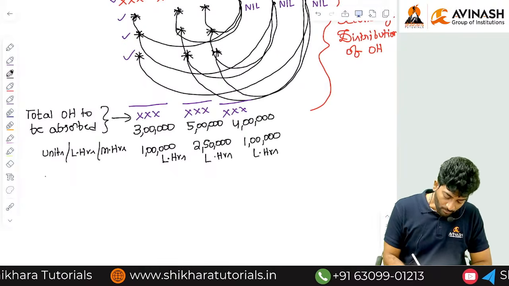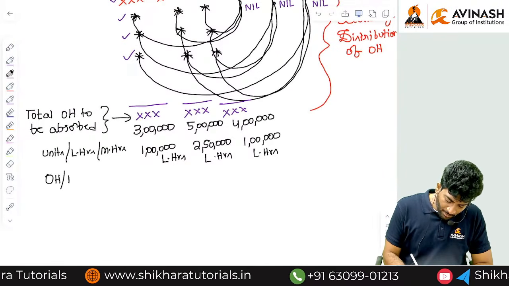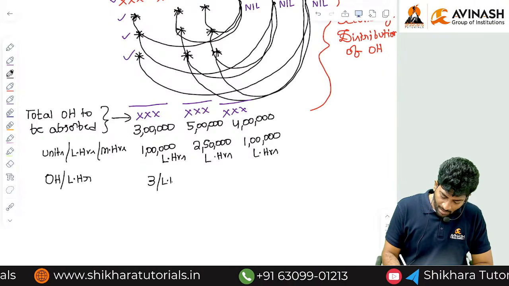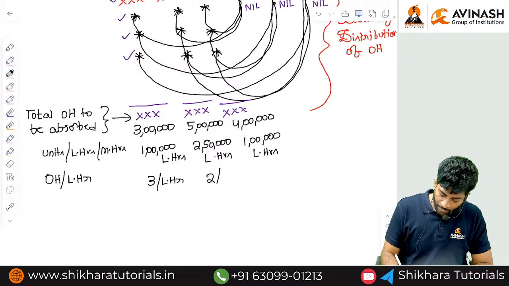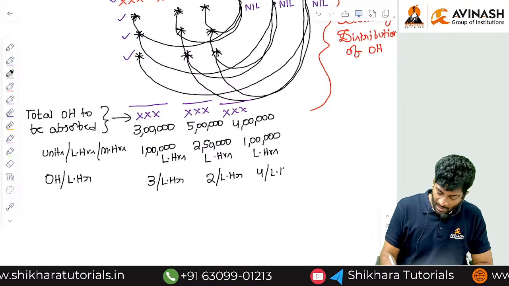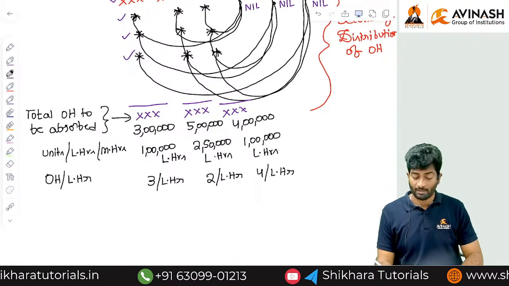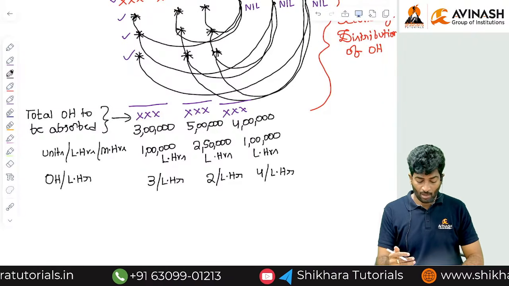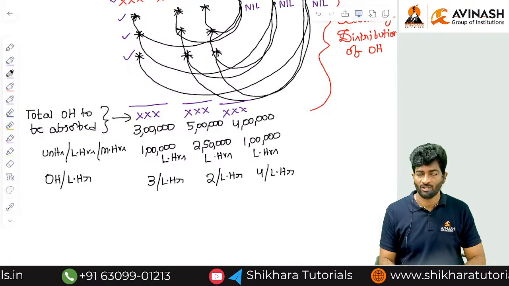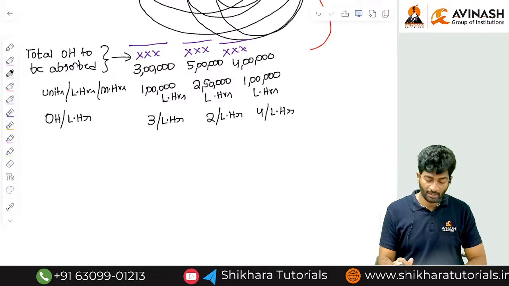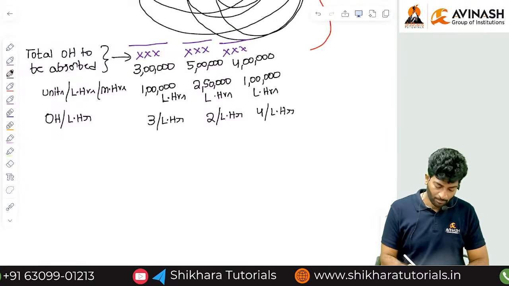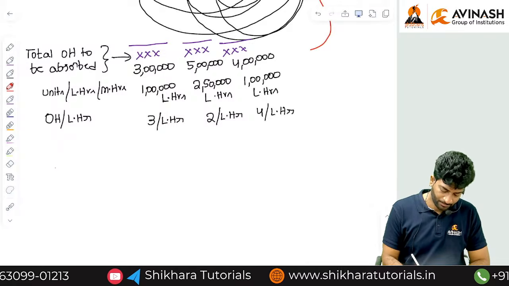Now, overhead per labor hour, so can I say 3 rupees per labor hour here, 2 rupees per labor hour here, and 4 rupees per labor hour here. Is it clear? Right. Now this is the amount of overhead to be absorbed, and this is the absorption rate or recovery rate when some product X is to be manufactured.